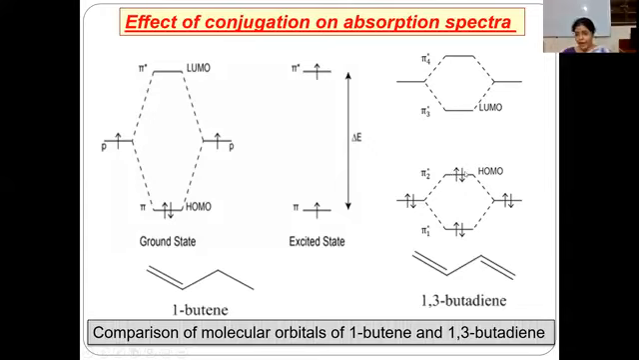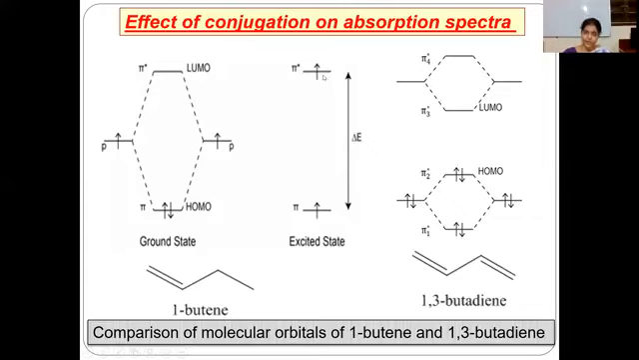The condition is that the orbital of higher energy in the ground state must be occupied by electrons, and the vacant orbital of higher energy must be of lower energy. That is, from the highest occupied molecular orbital to the lowest unoccupied molecular orbital.